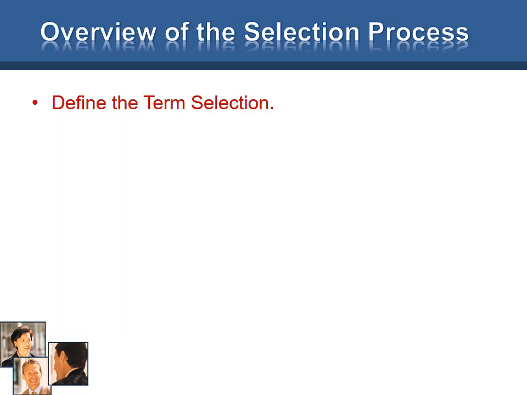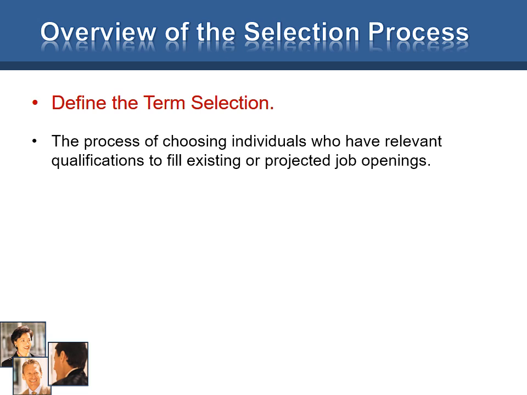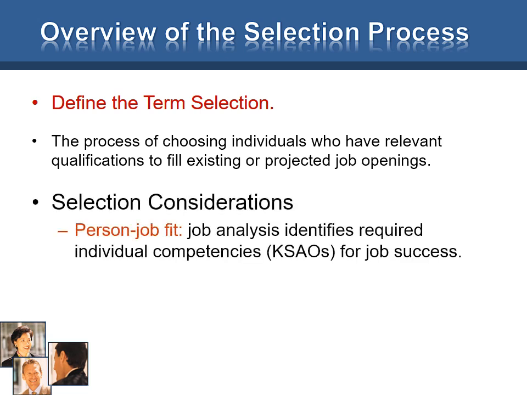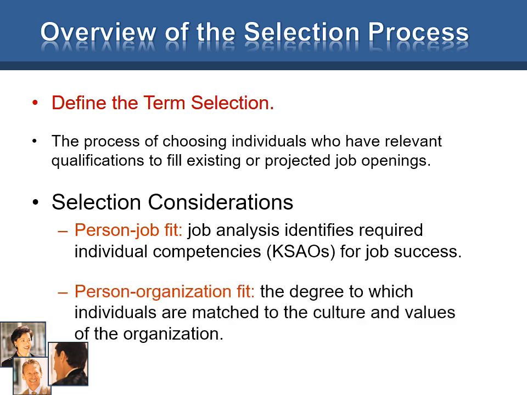So selection is basically the process of choosing individuals who have relevant qualifications to fill the existing or projected job opening. The considerations are person-job fit, where the job analysis identifies required individual competencies for job success, or person-organization fit, the degree to which the individual is matched to the culture and values of the organization.